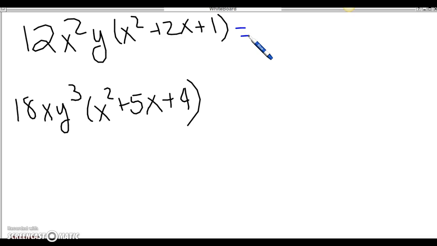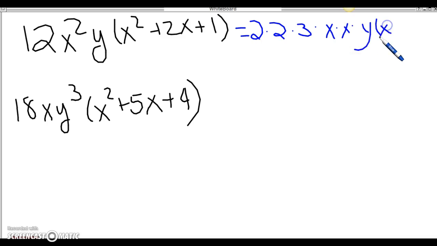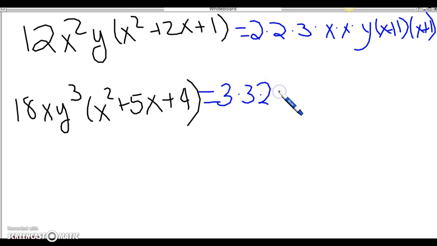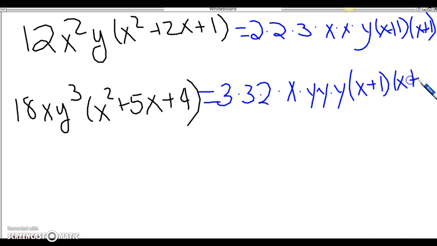When I factor, I get 12 is 4 times 3, or 2 times 2, which is 4 times 3, times x times y times x plus 1 times x plus 1. For the second one, I get 9 times 2, or 3 times 3, which is 9 times 2. So this is called prime factorization. I'm sure this is just review for us. And then I get x plus 1 times x plus 4.